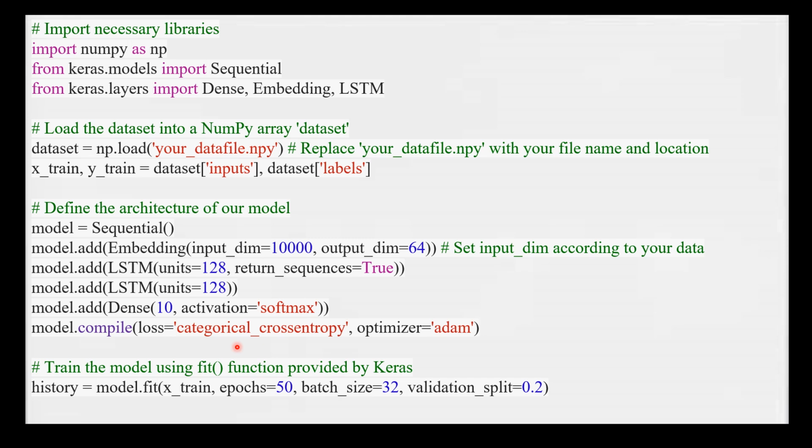Just note one thing, that you will need to replace your data file, that is your data file.npy, with the path and file name of your dataset. Additionally, you should modify the hyperparameters like input dimensions and batch size according to your specific use case.